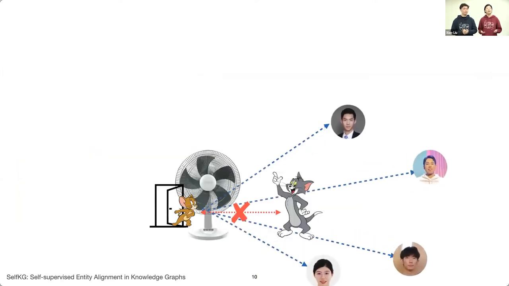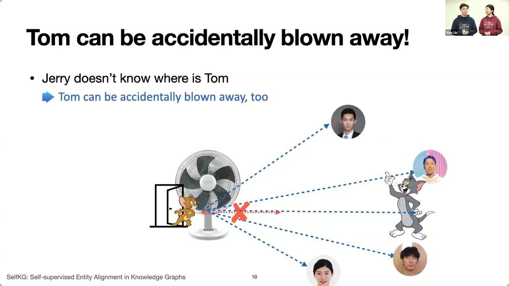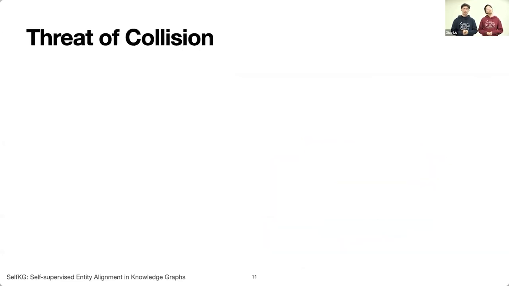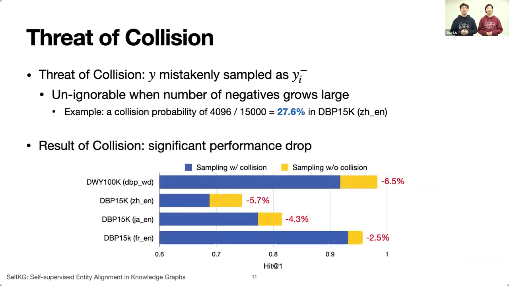Wow, the idea of relativity is cool. But wait a minute, if you blow everyone away, how can you be sure you are not blowing Tom away by accident? They just can't make it without the condition. Oh, yes, that's a real problem. It is called the threat of collision in entity alignment, in which our positive y is mistakenly treated as a negative. When the number of negatives grows larger, the collision probability becomes unignorable. Our experiment also demonstrates that some neighbors' collisions can cause a significant drop in performance compared to those without collisions.